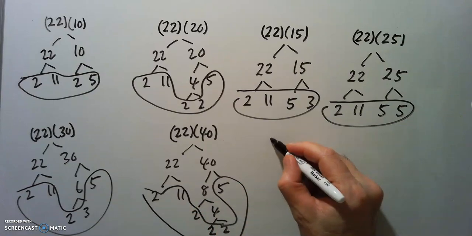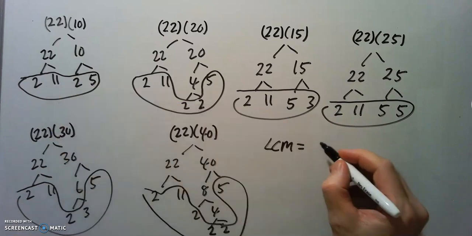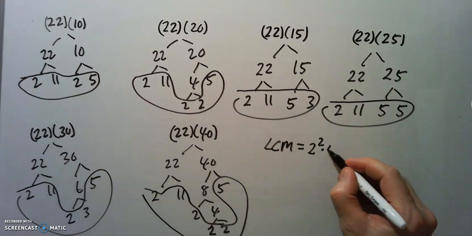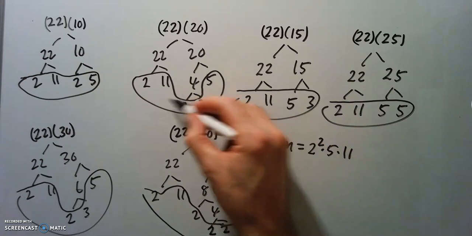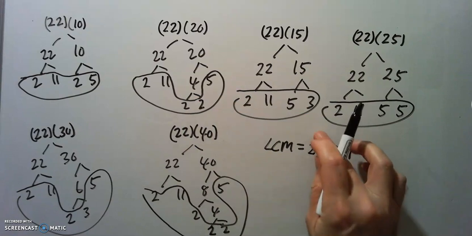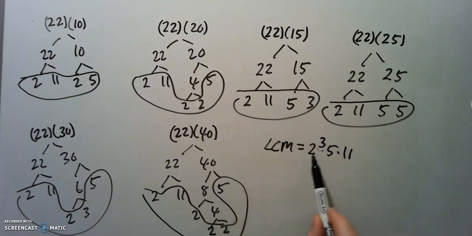Okay, so the LCM then. Well, this has 2 2's, so it'll be 2 squared. It has a 5 and 11. This has 3 2's, a 5 and 11, so we need 3 2's. So the first two are taken care of. This has a 2, 11, and a 5, and a 3. We're missing a 3.